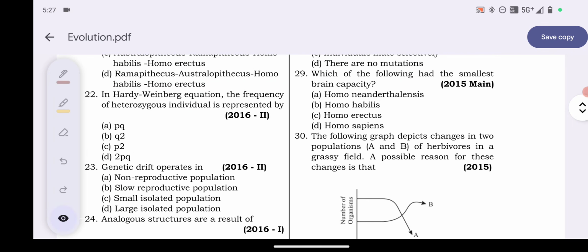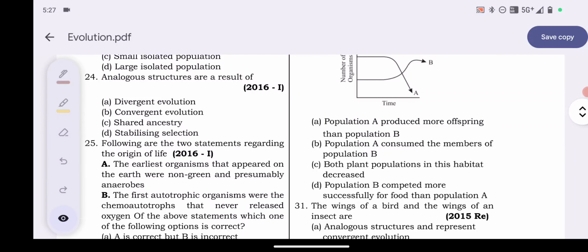Next is question number 24. Analogous structures are a result of divergent, convergent, shared ancestry, stabilizing selection. So what will be the answer? Answer is option B, convergent. Analogous structures do not share a common ancestor but perform the same function. They are the outcome of convergent evolution, which occurs when diverse creatures share the same habitat. Convergent evolution is the process of similar traits in separate lineages evolving independently. So B option is the correct answer.